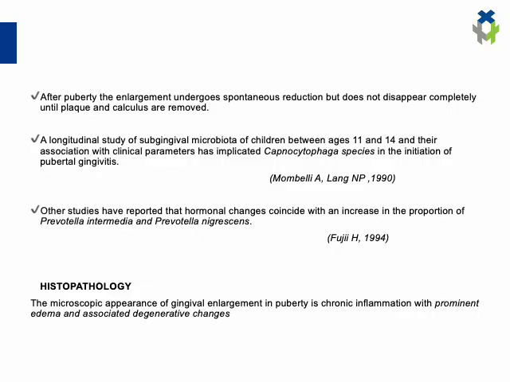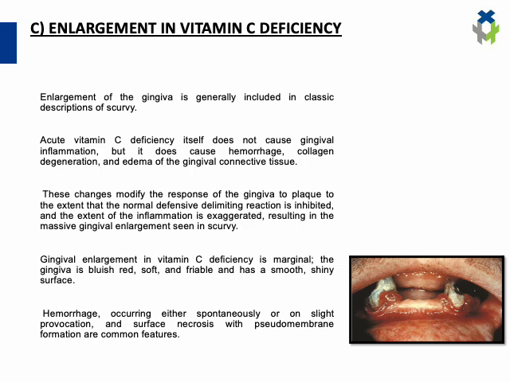Under histopathology, the microscopic appearance of gingival enlargement in puberty is chronic inflammation with prominent edema and associated degenerative changes. Third one is enlargement with vitamin C deficiency. This enlargement of gingiva is generally included in the classic description of scurvy. Acute vitamin C deficiency itself does not cause gingival inflammation, but it does cause hemorrhage, collagen degeneration, and edema of gingival connective tissue. Gingival enlargement in vitamin C deficiency is marginal. The gingiva is bluish red, soft, friable, and has a smooth, shiny surface.